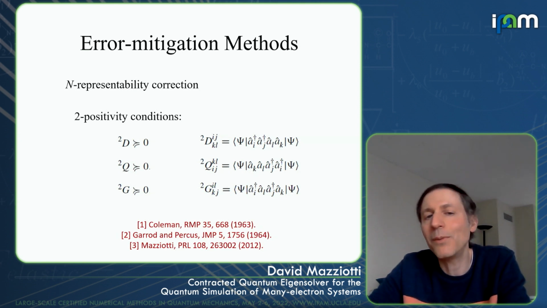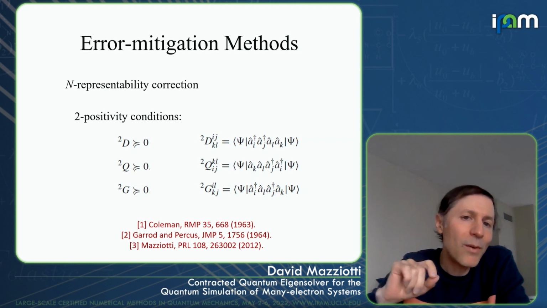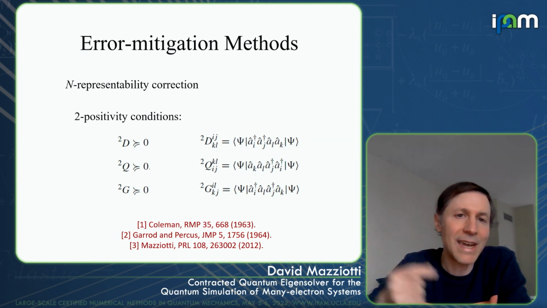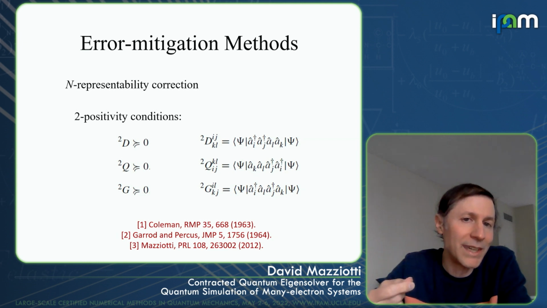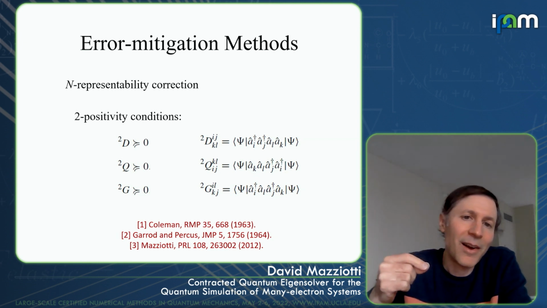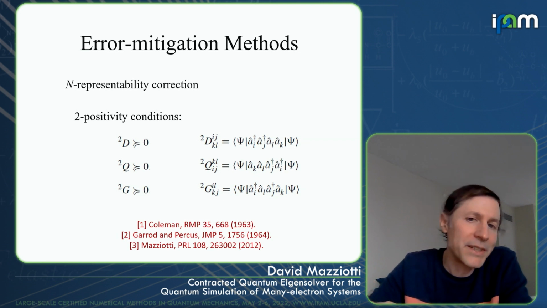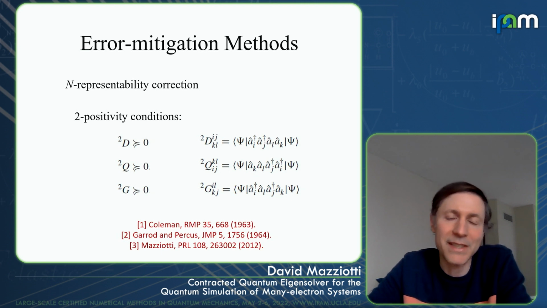What we can do is correct or mitigate those errors by thinking about the fact that we know some of the constraints that exist on the 2-RDM to ensure that it actually represents an N-electron quantum density matrix. These are called N-representability conditions. Some of the simplest ones are called the two-positivity conditions. Basically they take the form of taking different metric matrices for the 2-RDM. One metric matrix, D2, is called the particle reduced density matrix.